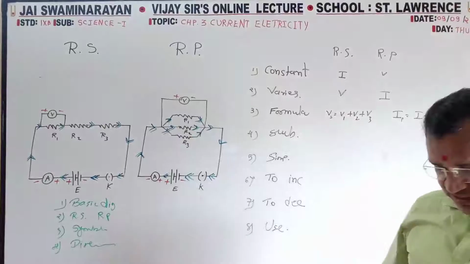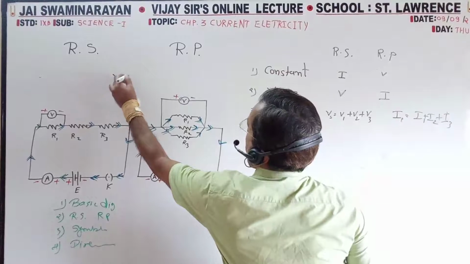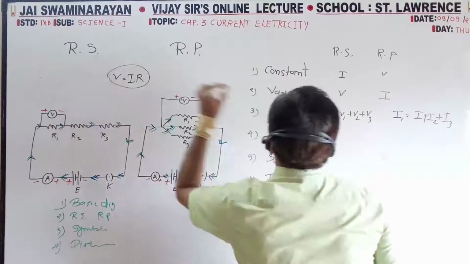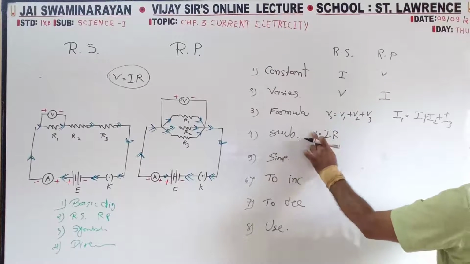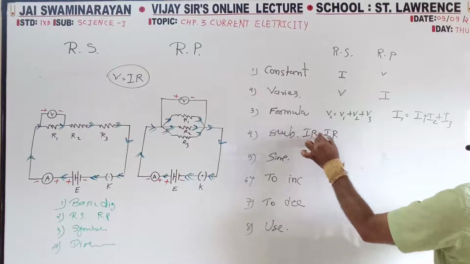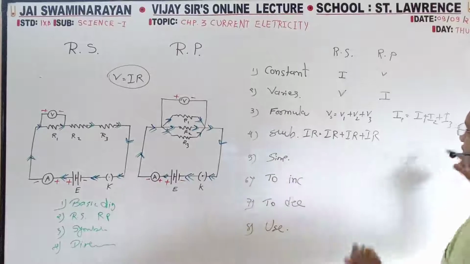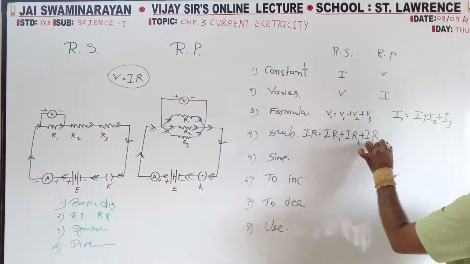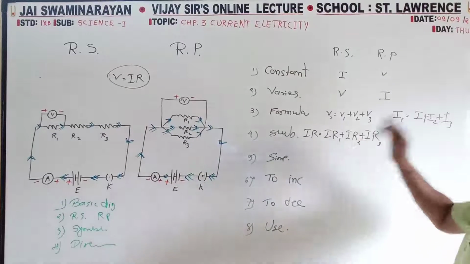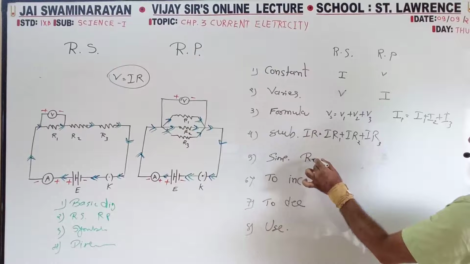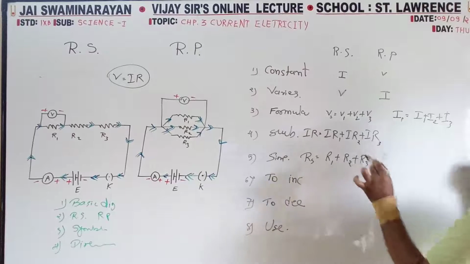And in the previous topic we learned V is equal to IR. So we will write V is equal to IR, V is equal to IR, and V is constant for all. So resistance 1, resistance 2, resistance 3. I is the same, so remove it. So RS, series, is equal to R1, R2, R3.